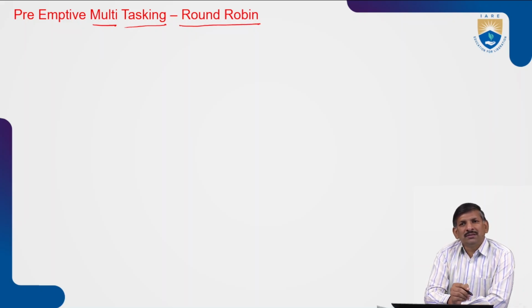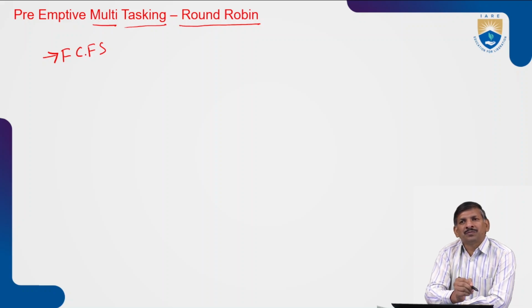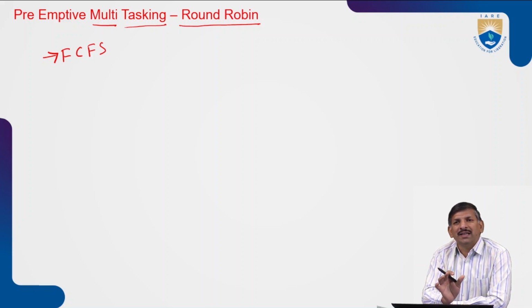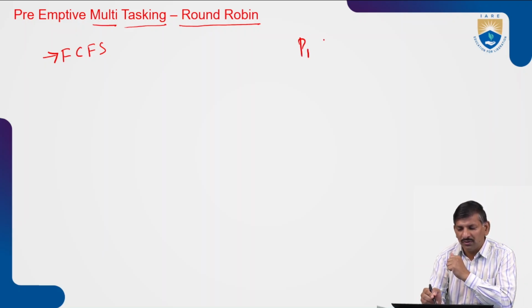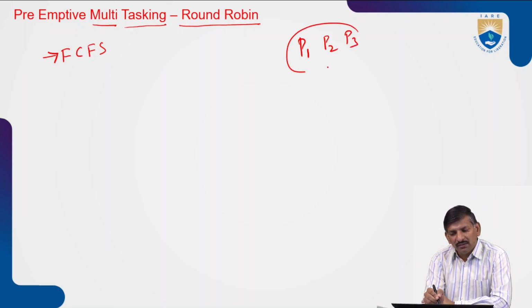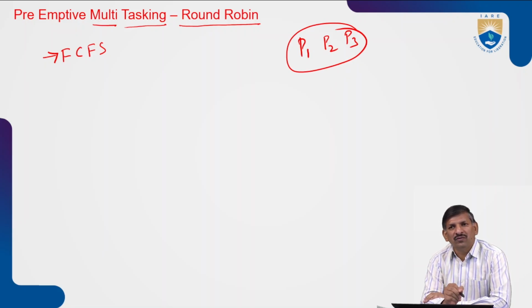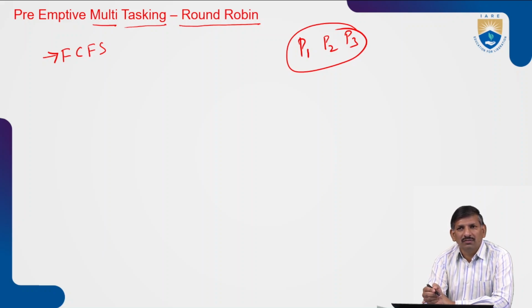Round robin method means it follows the first come, first served method with time slice. Suppose I am considering three processes P1, P2, P3. Among these three, the process which comes first is scheduled for execution first. But each process is executed with an equal amount of time. We will go through one example.